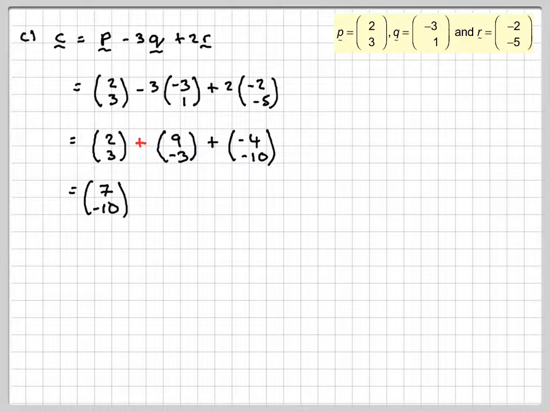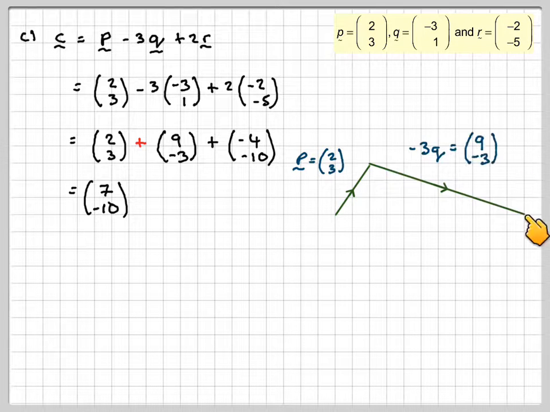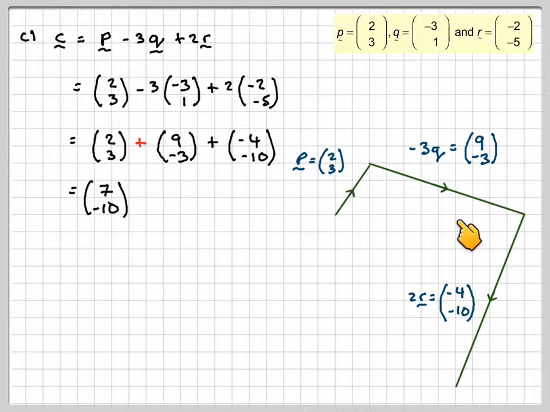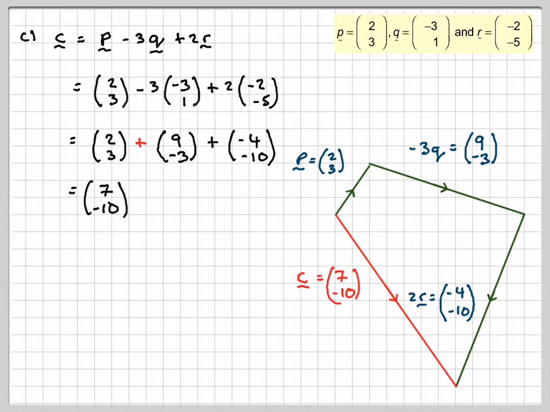So drawing that one out, using these, it's (2, 3), 2 along, 3 up, and then (9, -3), that's minus 3Q, and then 2R is going to be that, back 4, down 10, so it's going to take me down to here. And then this is the resultant. So C is going to be (7, -10), so that means I've gone 7 that way, and then down 10.